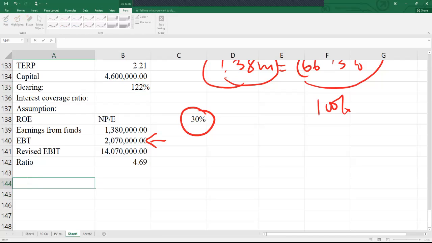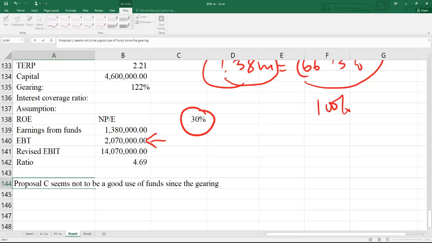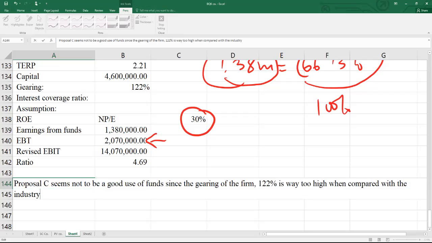The proposal C seems not to be a good proposal, not a good use of funds, since the gearing of the firm, 1.2%, is way too high when compared with the industry.